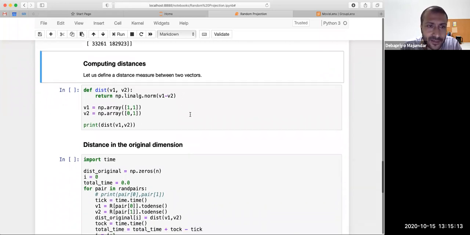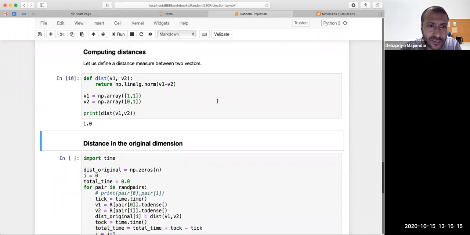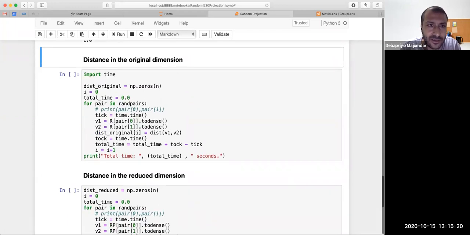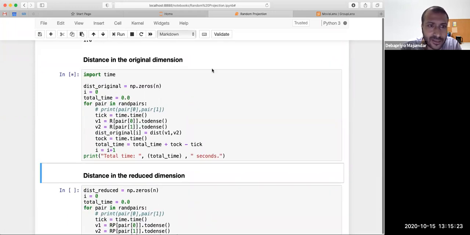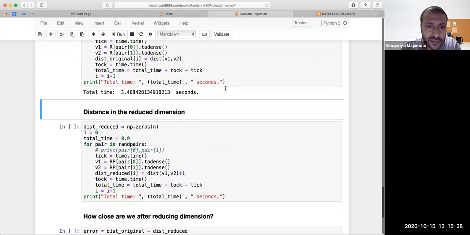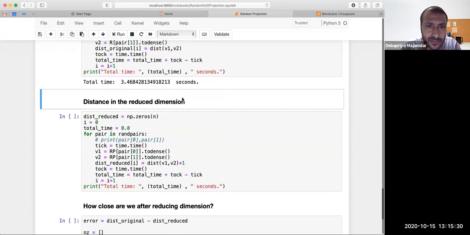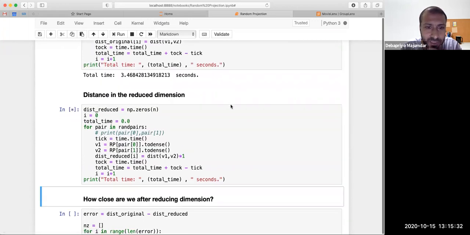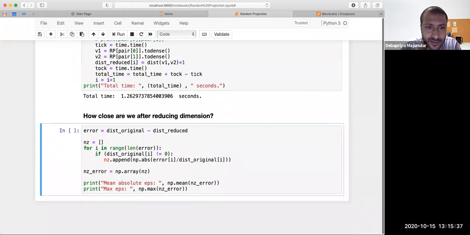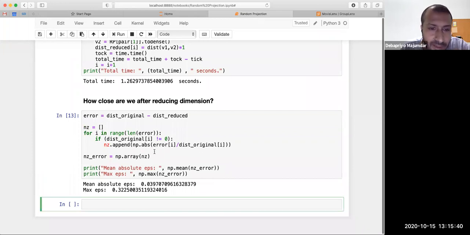If we simply do this, I'll quickly go through it. It's just testing that this is the norm, the distance in the original dimension. Let's just do that. It took three seconds, and in the reduced dimension, obviously, it took much less time. What is the error? The error is the mean absolute epsilon. That means the mean error is 0.04.